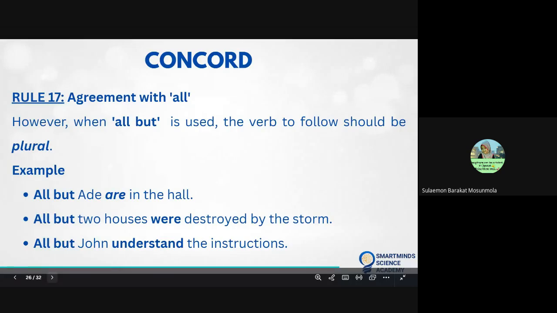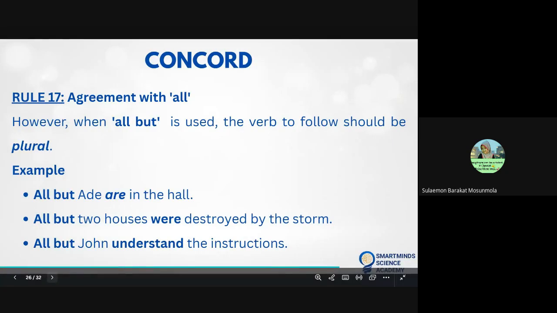All but Ade are in the hall. This means that everyone is in the hall. All the people are in the hall except Ade. So remember, when all but is used, the verb to follow should be plural.